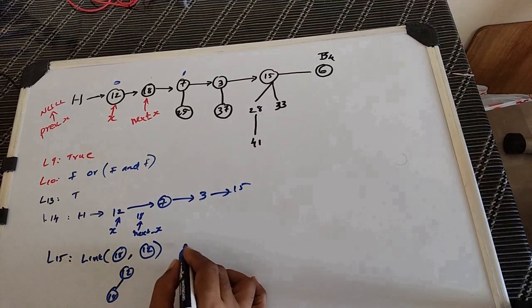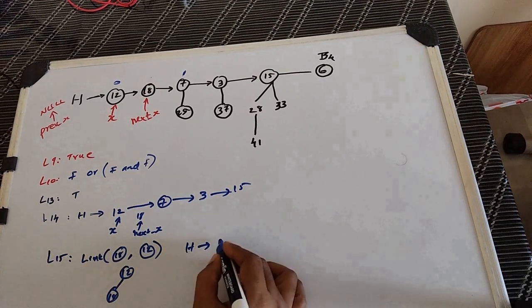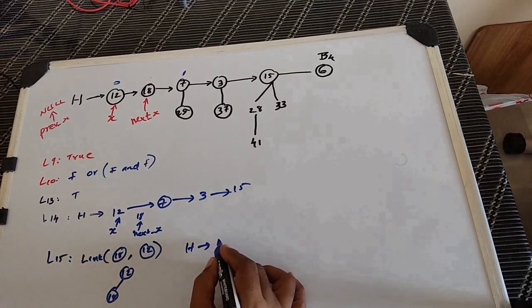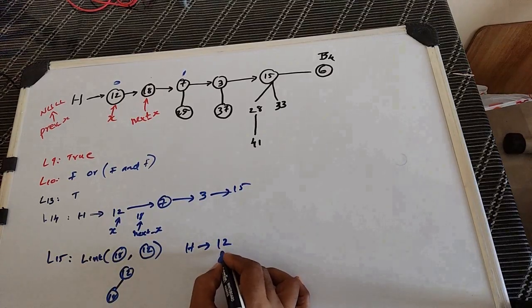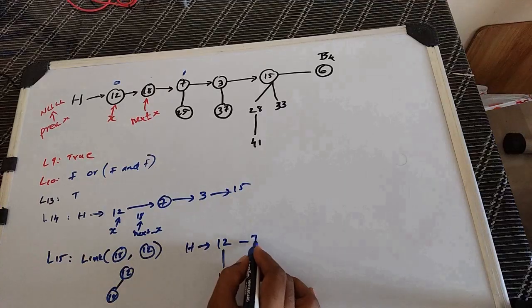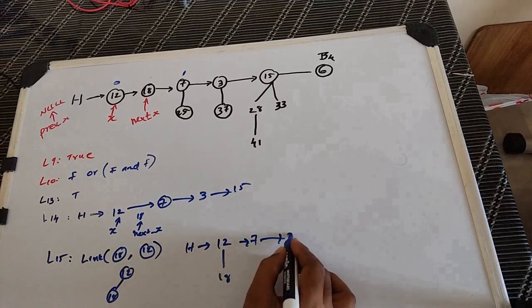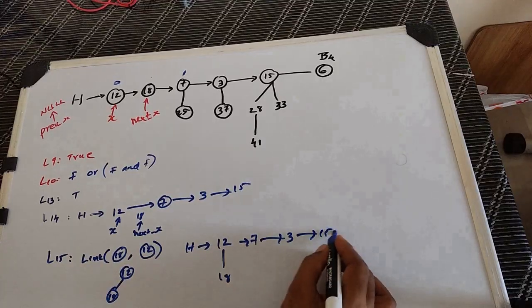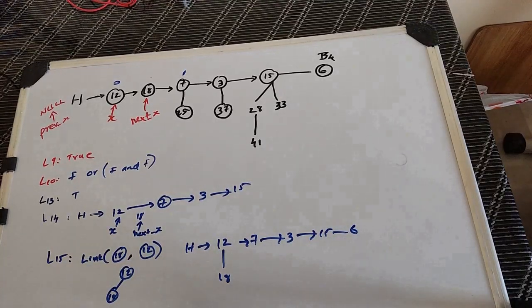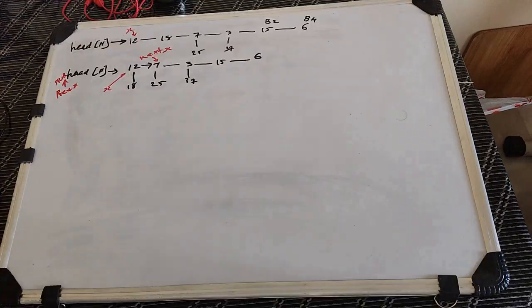After this, we are getting a heap, or H equal to 12, 18, then 7. We are marking only the root. 3, then 15, then 6. This will be our new heap. We have completed the first iteration. We got a new binomial heap. Here the previous x is still null, x is 12 and next x points to 7.